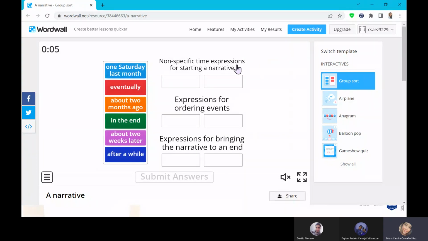The first one is non-specific time expressions for starting a narrative, for example, a story. The second one, expressions for ordering events. And the third one, expressions for bringing the narrative to an end. So what do you think? In which group will you put "in the end"? In the end, I think it's an expression for bringing the narrative to an end. Yeah, you're right.